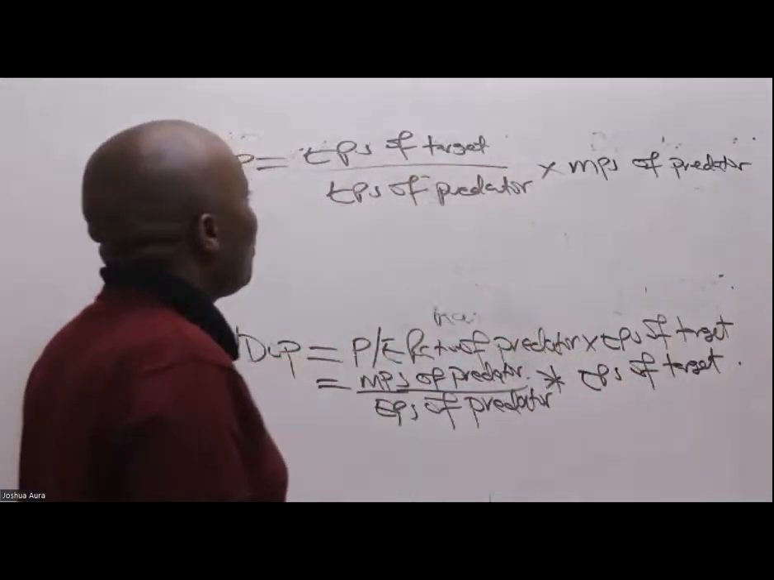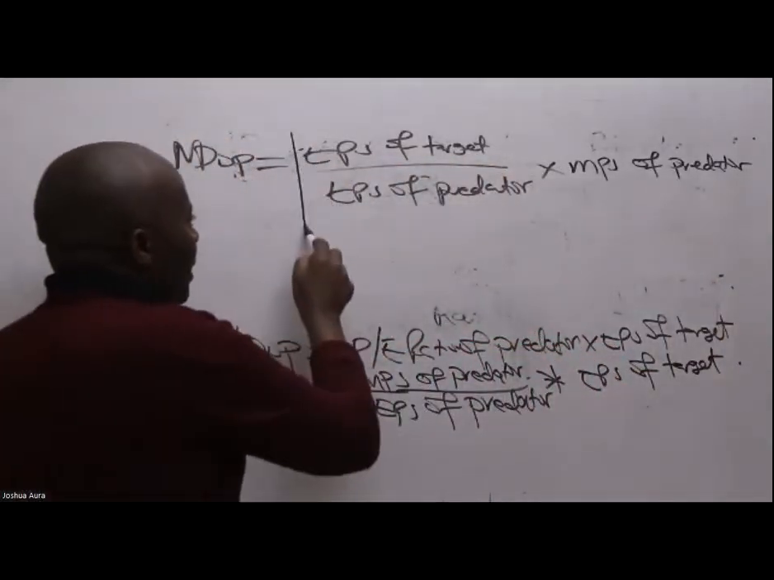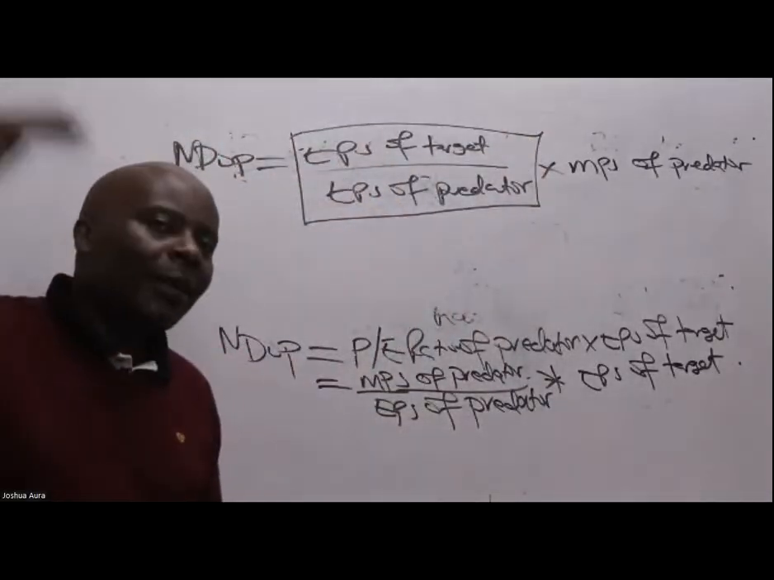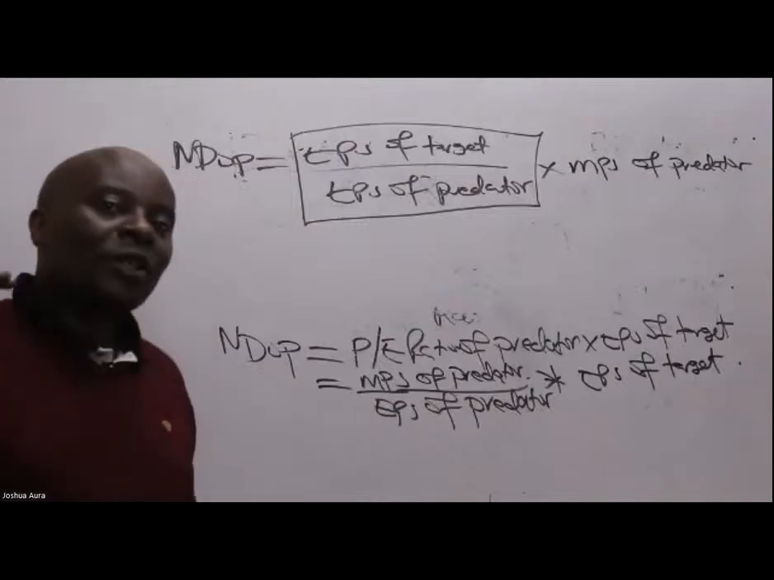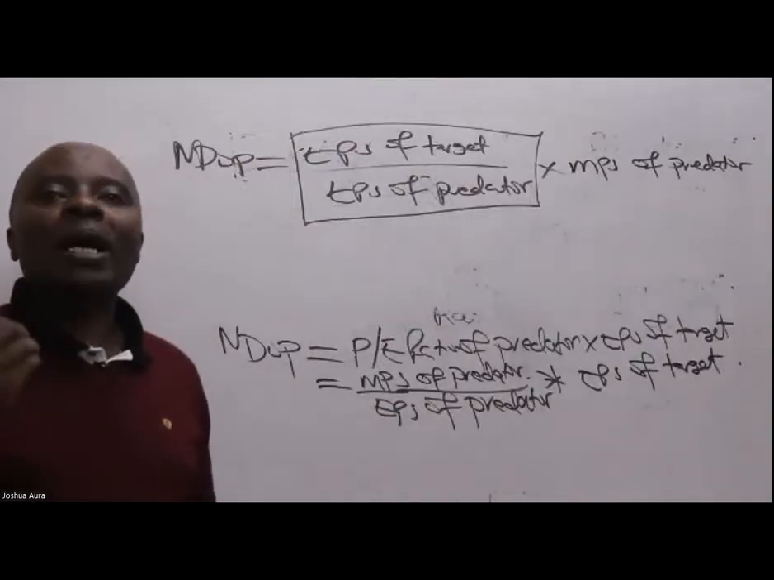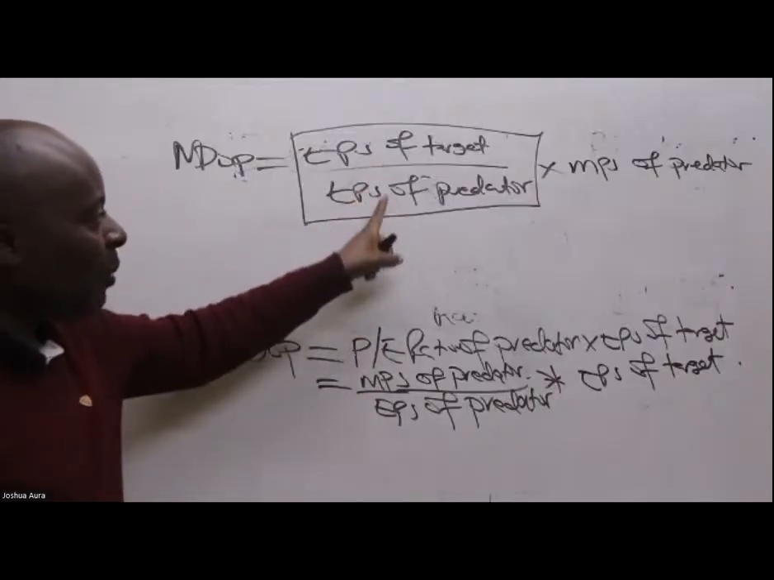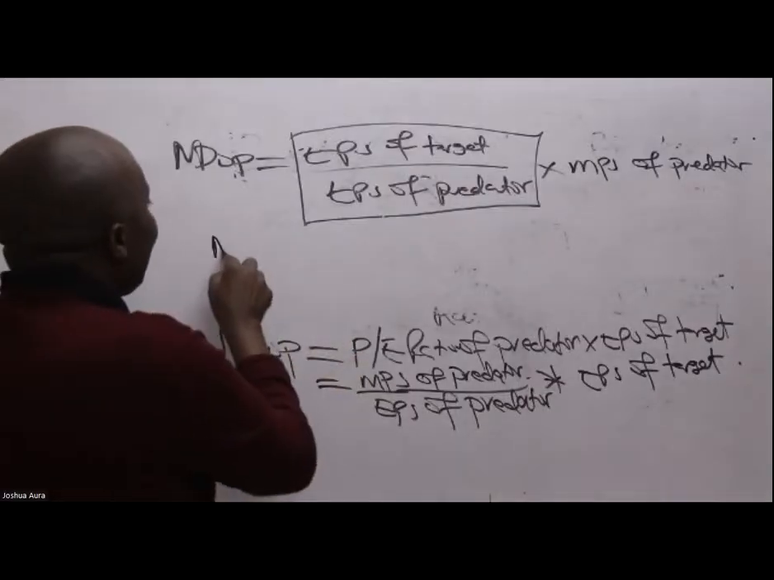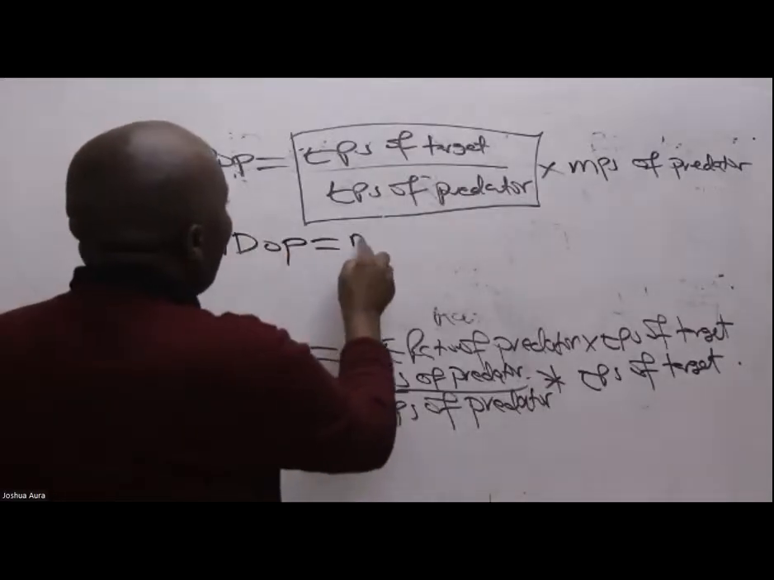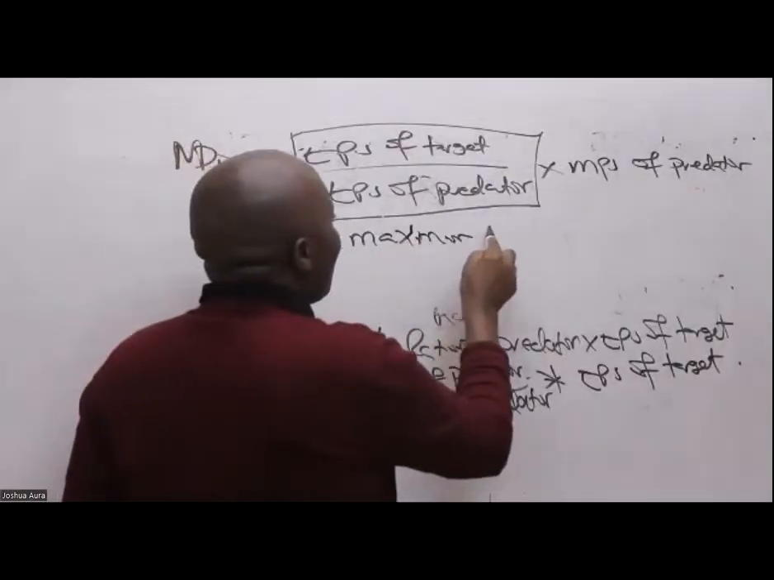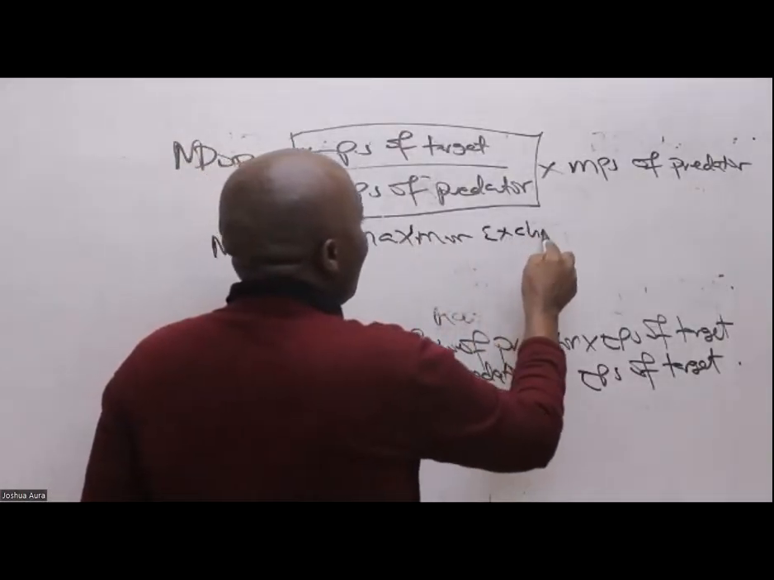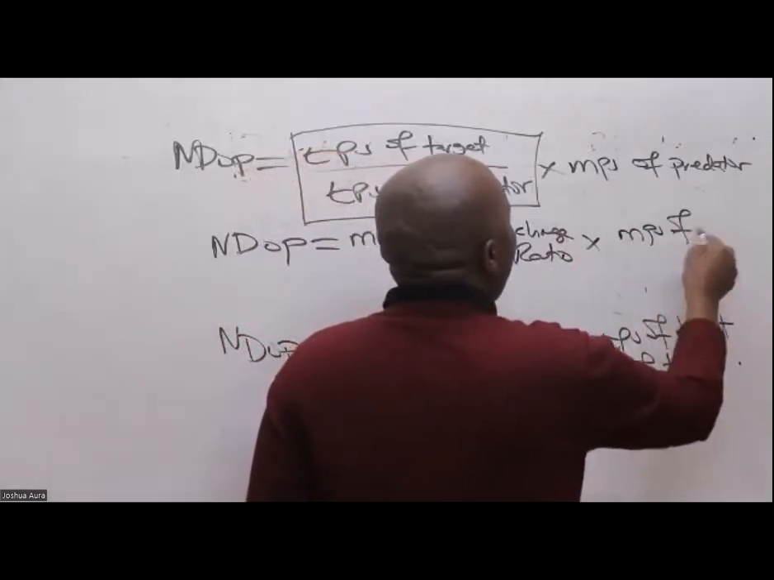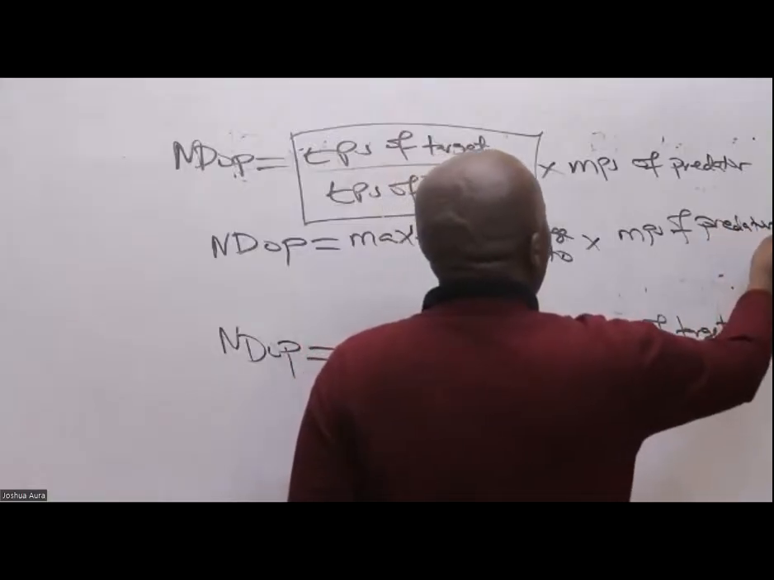And then, ladies and gentlemen, of course, this rings some bell in our minds. EPS of the target all over EPS of the predator, that is what we call maximum exchange ratio. This is what we baptize as maximum exchange ratio. So in this case, my non-diluting offer price will be equal to maximum exchange ratio times MPS of the predator. Very, very important.